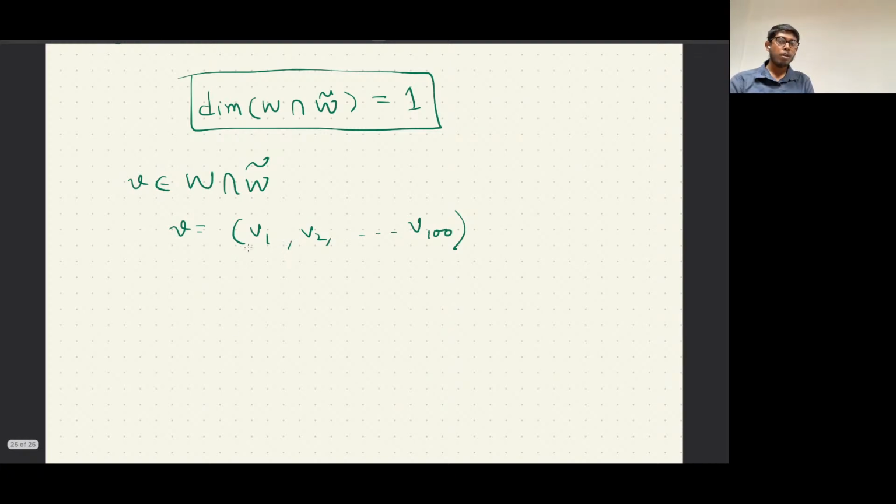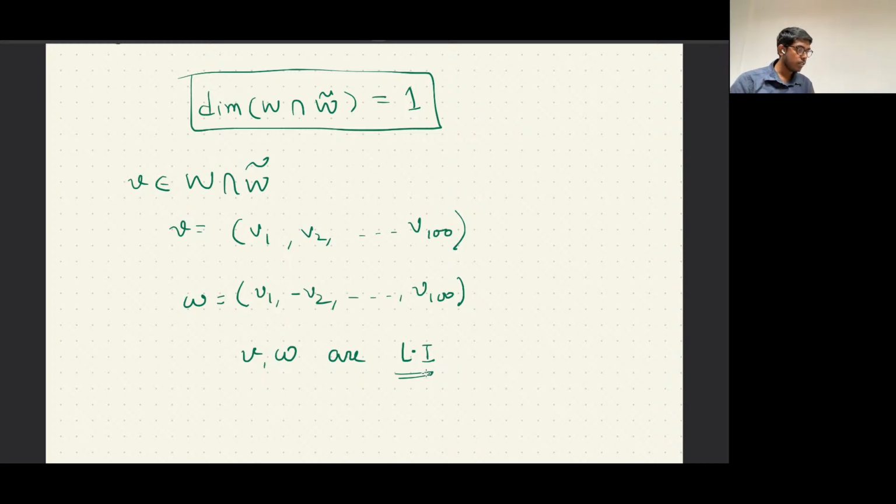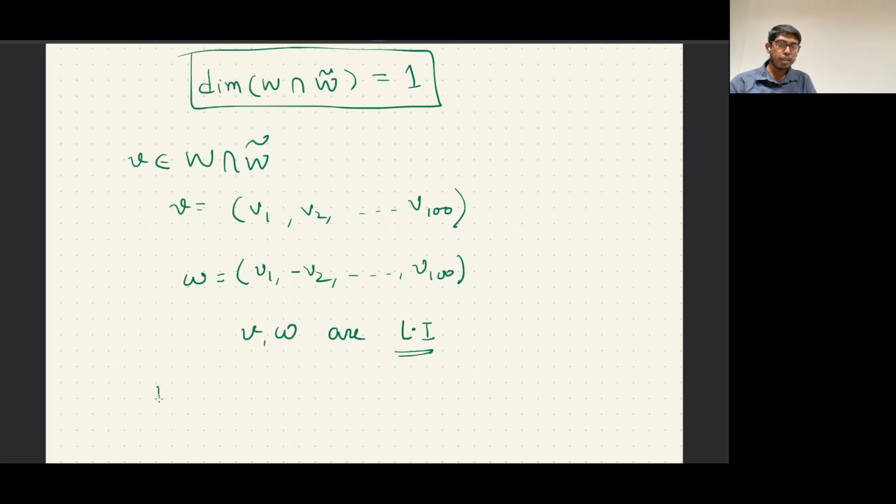Now see, V is in this, so what I will do, I'll just take V1 minus V2, one of them is minus, and the rest of them is fixed. So this V is of course, this is my W. So V and W are linearly independent. Okay, so it means that if I combine the basis of W, W tilde and union this W, then the whole dimension will be equal to 101.